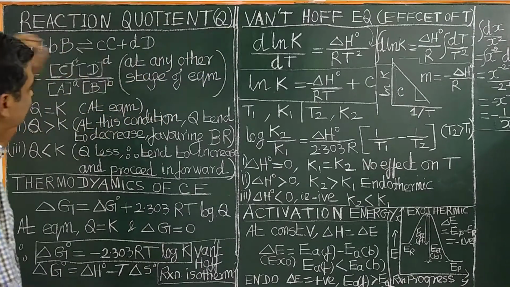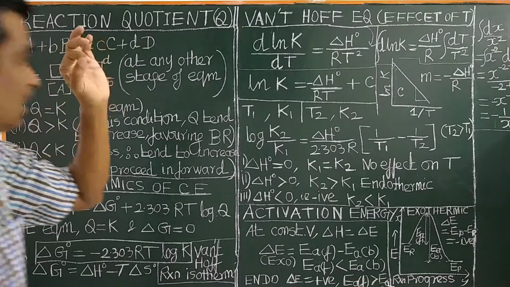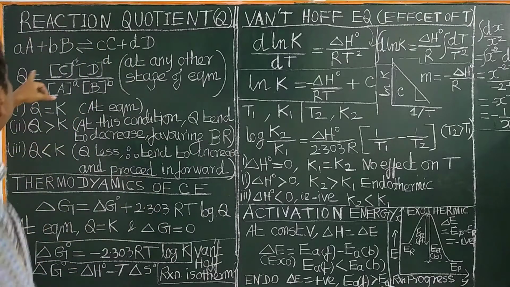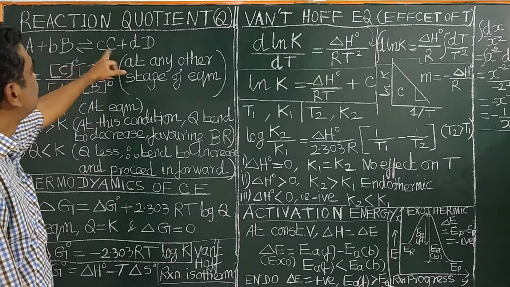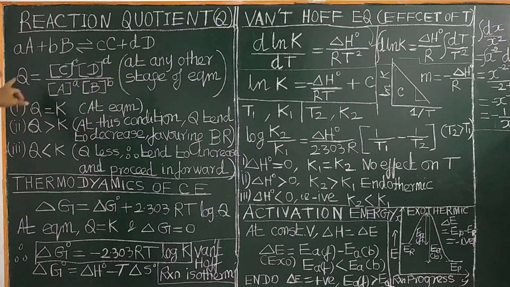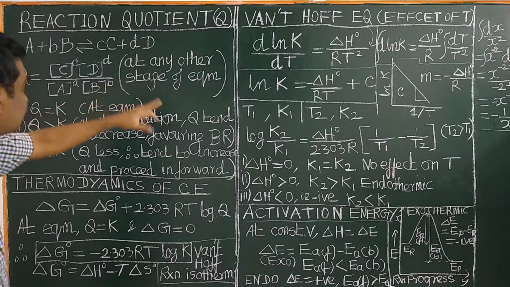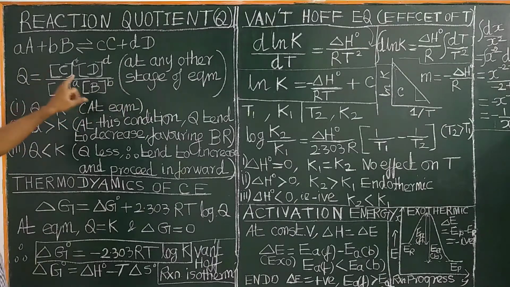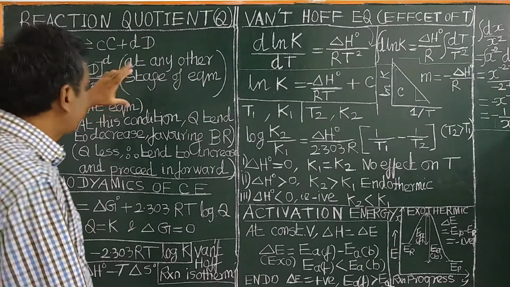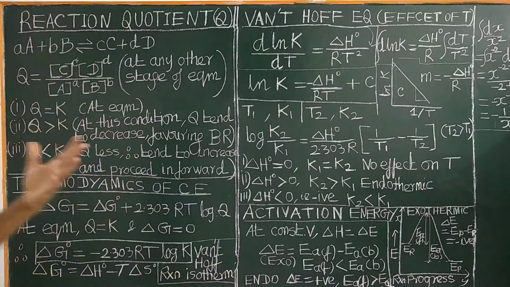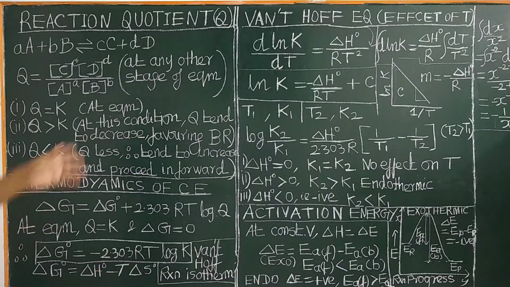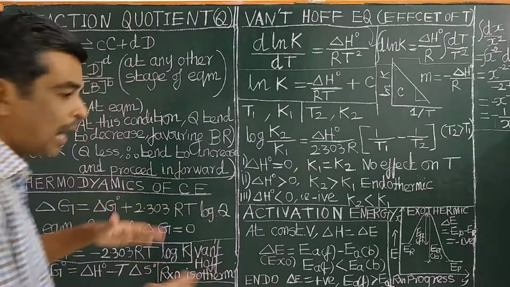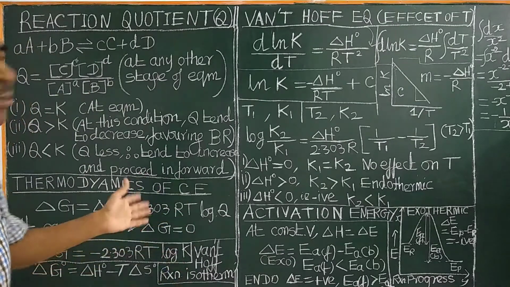Let us consider a reversible chemical reaction: aA plus bB gives cC plus dD. Then the reaction quotient Q is equal to the ratio of the concentrations of products divided by the reactants, that is, at any stage away from the equilibrium.